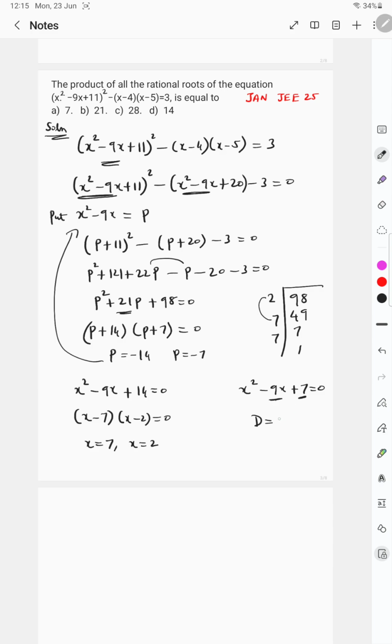So the discriminant is going to be b² − 4ac. So odd minus even, that is going to be odd. So here the roots are irrational. So we are not dealing with those roots. We need the product of all rational roots. So rational roots are 7 and 2. So their product, 7 2s are 14. So the answer will be option D. Thank you.